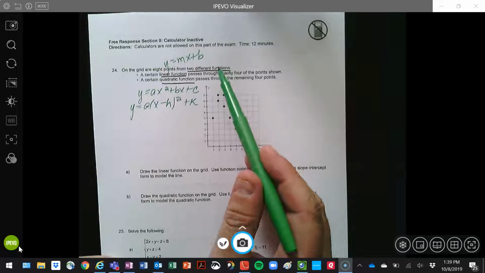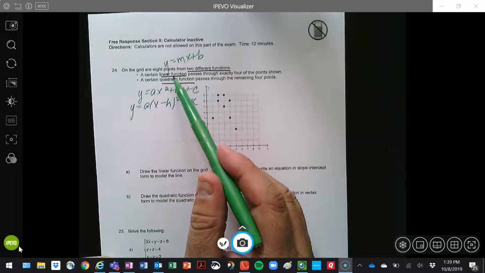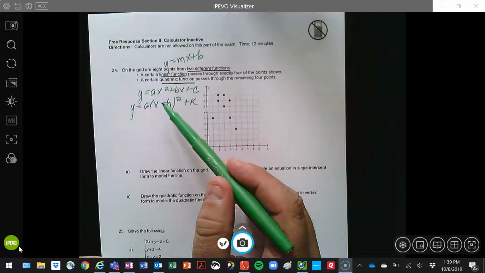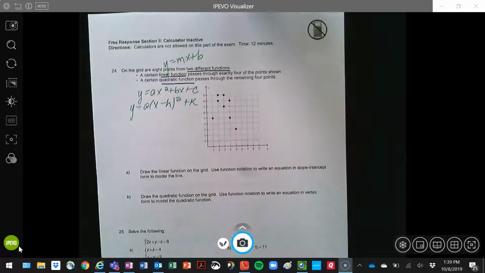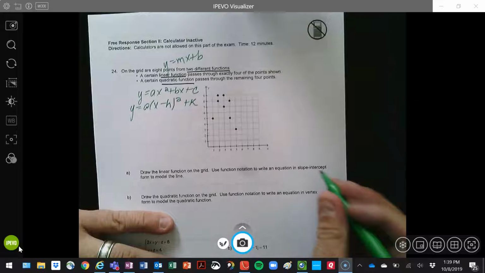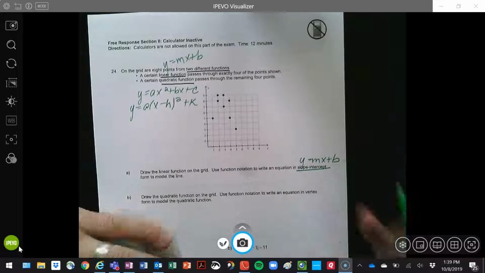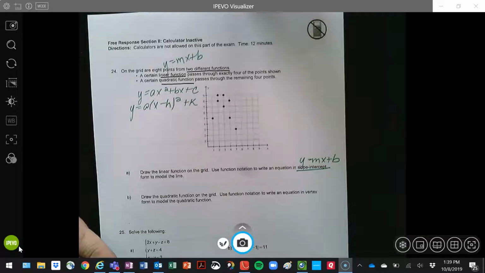I've got 8 points, 2 different functions. One of them is linear. Linear functions look like that. One of them is quadratic. Quadratic functions look like that. Let's look at part A. In part A, draw the linear function on the grid. Use function notation to write an equation in slope-intercept form. Slope-intercept form, that's this y equals mx plus b that we pointed out earlier.